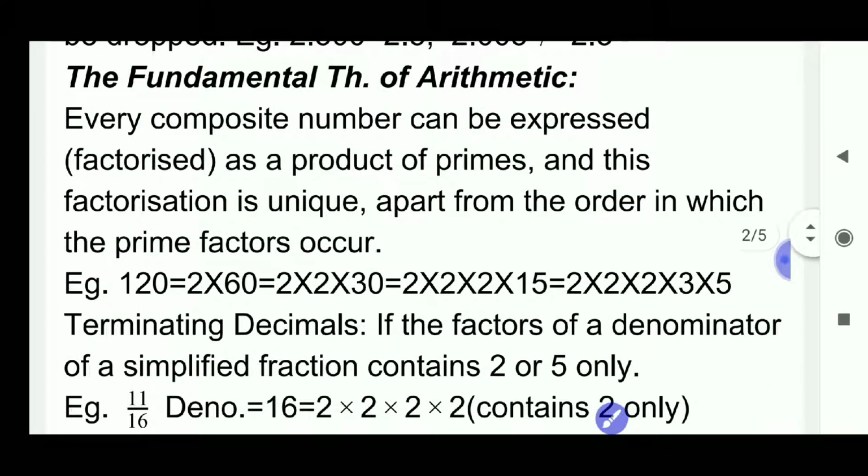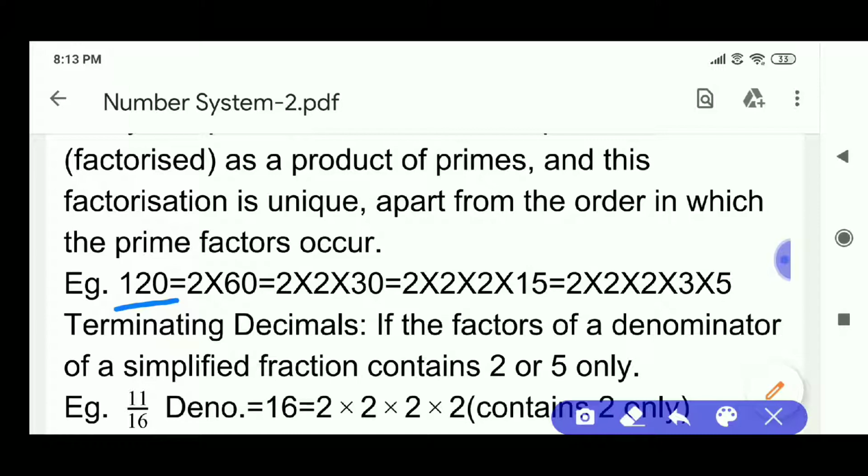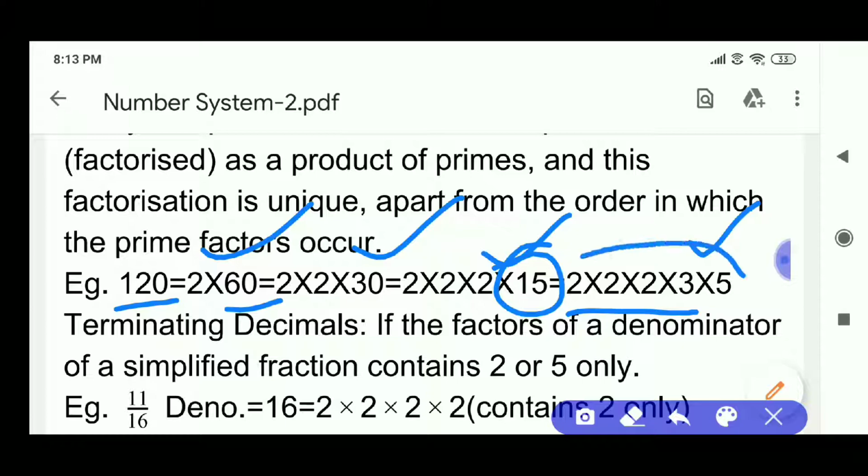Let us take an example. 120 is a composite number. It can be written as 2 into 60. Again, 60 can be written as 2 into 30. Again, 30 can be written as 2 into 15. Now, it is not divisible by 2. What is the next prime number? Yes, 3. So, 15 can be written as 3 into 5. What is the last result? 2 into 2 into 2 into 3 into 5. All are prime numbers. That means every composite number can be written as factors of prime numbers. So it is called prime factorization.